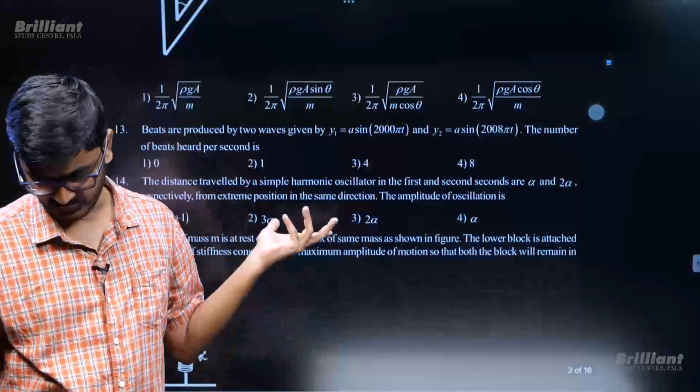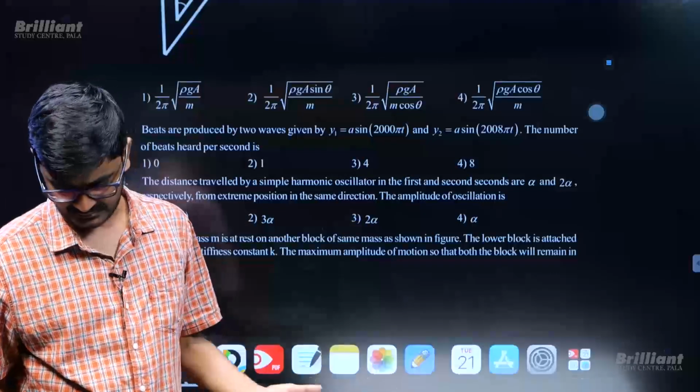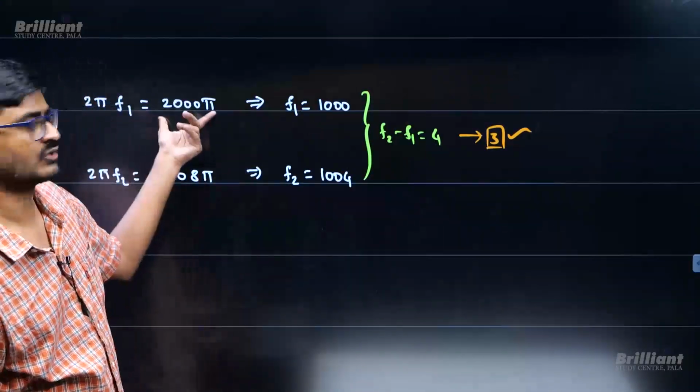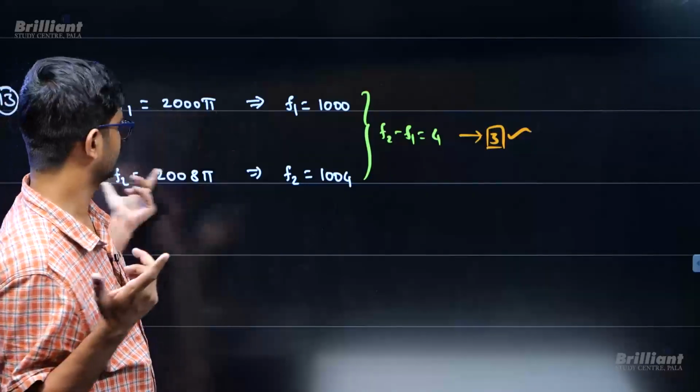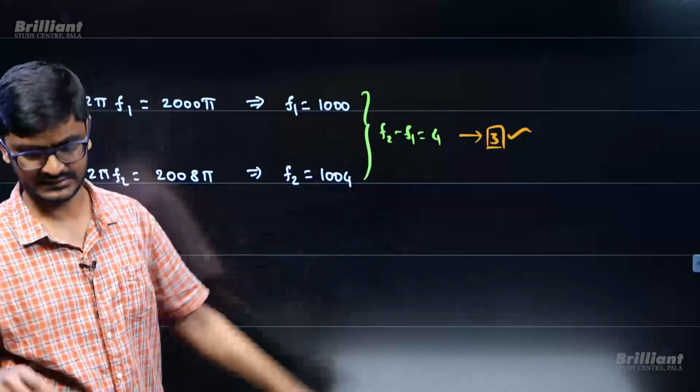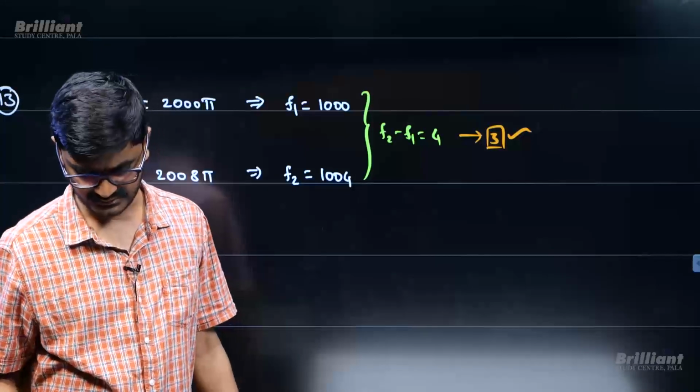Beats are produced by two waves. The number of beats heard, that's a straightforward question, right? So 2 pi f1 is 2000 pi according to the given question, right? Two equations. 2 pi f2 is this much. F1 you will be getting, F2 you will be getting. The difference in the frequencies will give you the beat frequency.